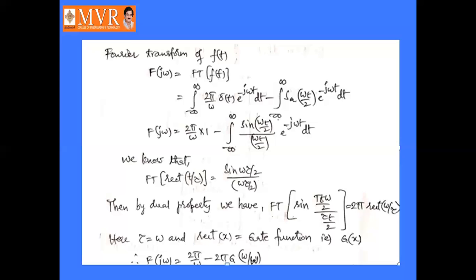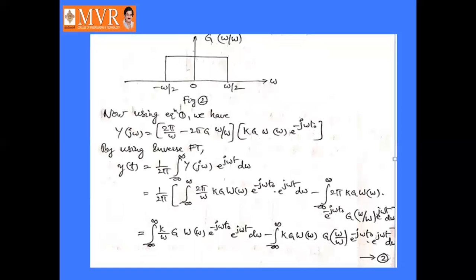Here tau equal to omega, and rectangular of x is equal to the gate function, that is g of x. Then F of j omega is equal to 2 pi by omega minus 2 pi into g of omega by w. Okay, so F of j omega equal to 2 pi by omega minus 2 pi into g of omega by w. So this is the response.